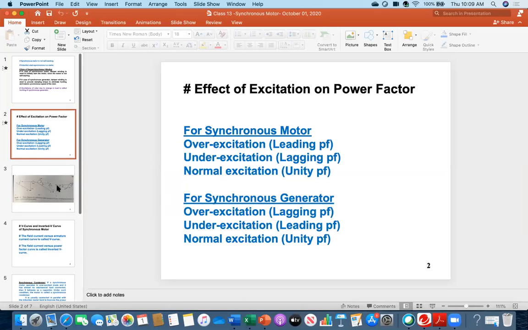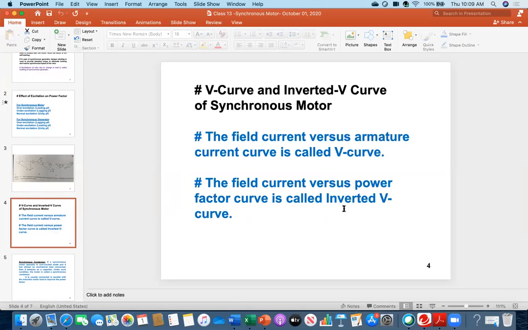Okay, so now moving forward, there are two curves which are very important for a synchronous motor. One is called the V curve. It looks like the letter V, and accordingly it is called the V curve. What is that? The field current versus armature current curve. Again, I will take you to the whiteboard, then you will understand. The relationship between armature current, or stator current, versus the field current, if I plot it, will look like the letter V. Accordingly, it is called the V curve.